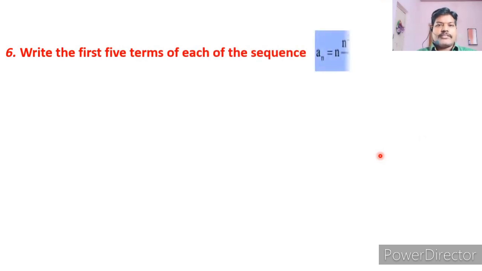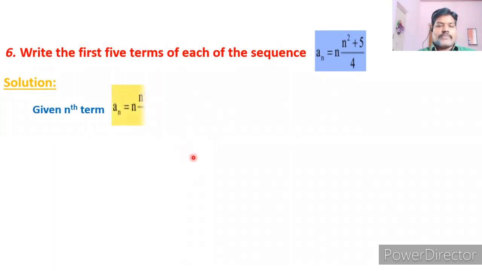They are giving the nth term. What is the nth term? The nth term is n into (n square plus 5) by 4. They are asking you to calculate the first 5 terms. So take the nth term first: An is equal to n into (n square plus 5) by 4. Just replace n with the values 1, 2, 3, 4, 5.